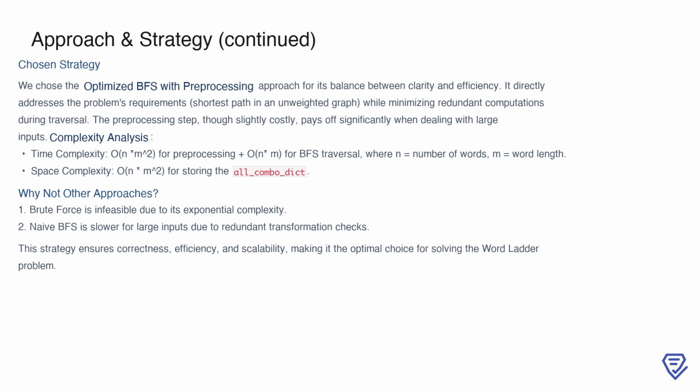Alternatives like the brute force approach are infeasible due to their exponential complexity, and even naive BFS struggles with redundant transformation checks on larger inputs. By leveraging pre-processing to streamline the search process, this strategy ensures correctness, efficiency, and scalability, making it the optimal solution to the word ladder problem.